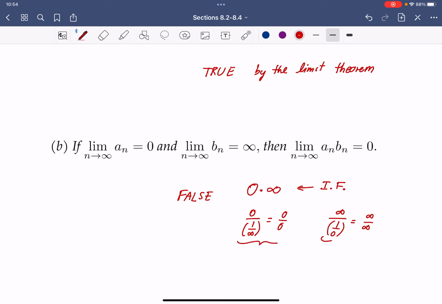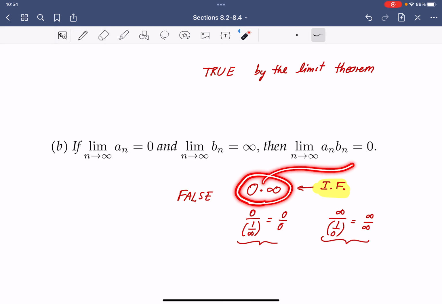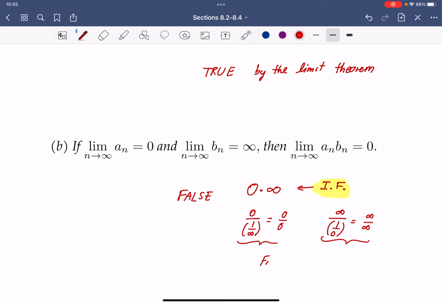You have to fix this limit by using the L'Hopital rule. So this is actually the indeterminate form. Remember, you cannot say that 0 times infinity is 0. This is not true. 0 times infinity can be anything, you still do not know, because you don't know which one is stronger. Sometimes this part is stronger, sometimes this part is stronger. Sometimes they cancel out in between, and then you get another number. So you have to fix this one by the L'Hopital rule.